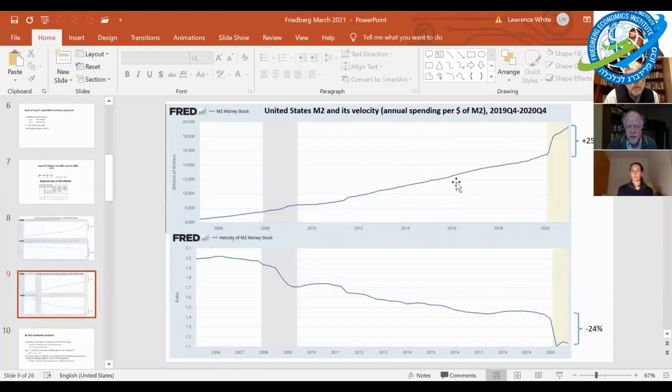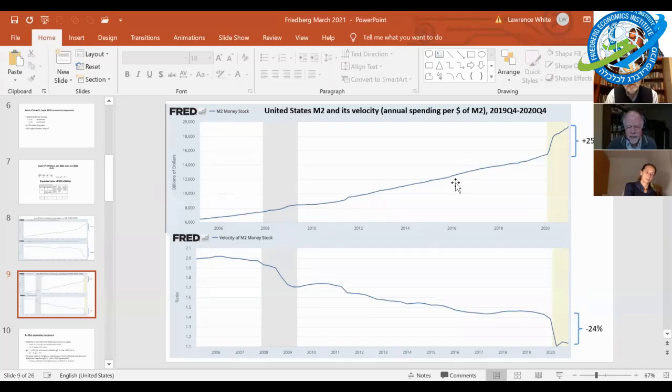Same things have been happening in the United States. 25% growth in the M2 aggregate, but it's offsetting 24% shrinkage in the velocity of M2. As long as money growth is matched with movements in velocity in the opposite direction, that's fine. In fact, that's desirable monetary policy.